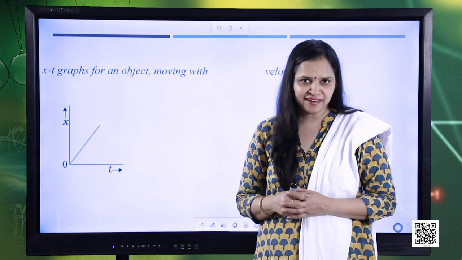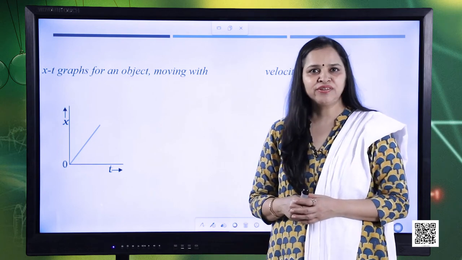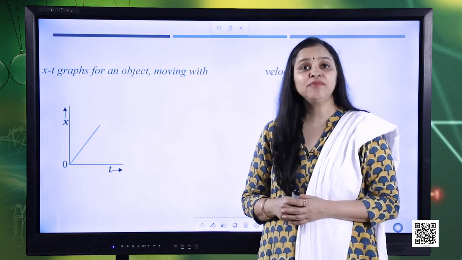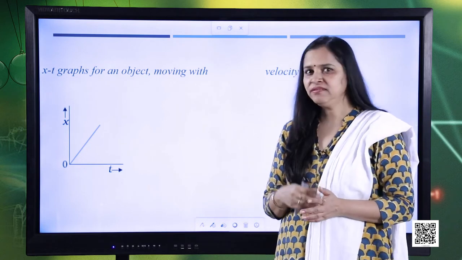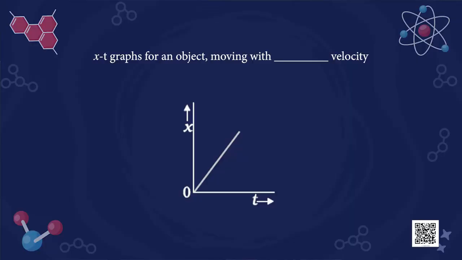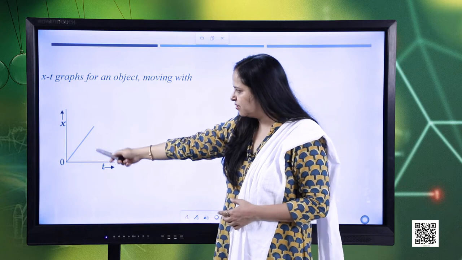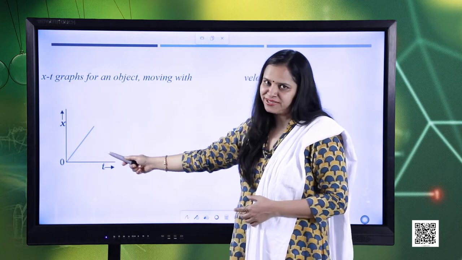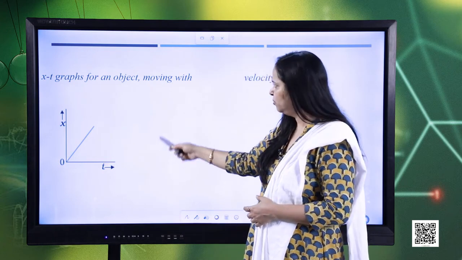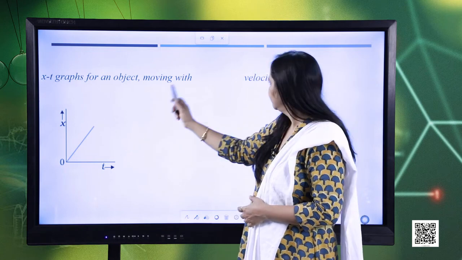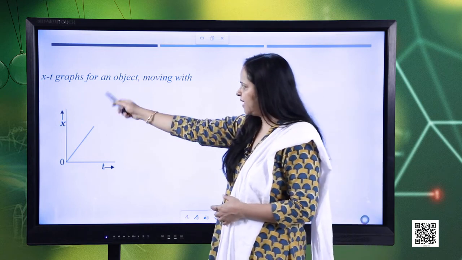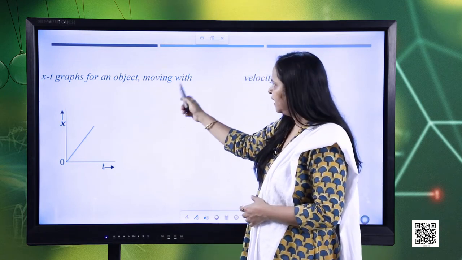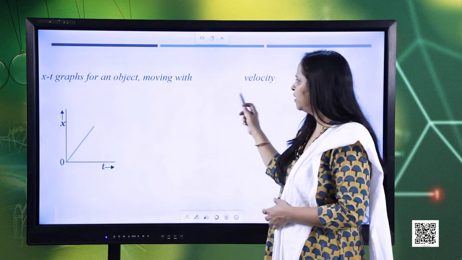Now let us analyze velocity using the position time graph. Let's see what information we can draw from the position time graph with respect to velocity. Now here you can see a plot. It's an xt graph which shows a straight line inclined to the time axis, and we all know that it represents a uniform motion. Now this xt graph is for an object moving with dash velocity.